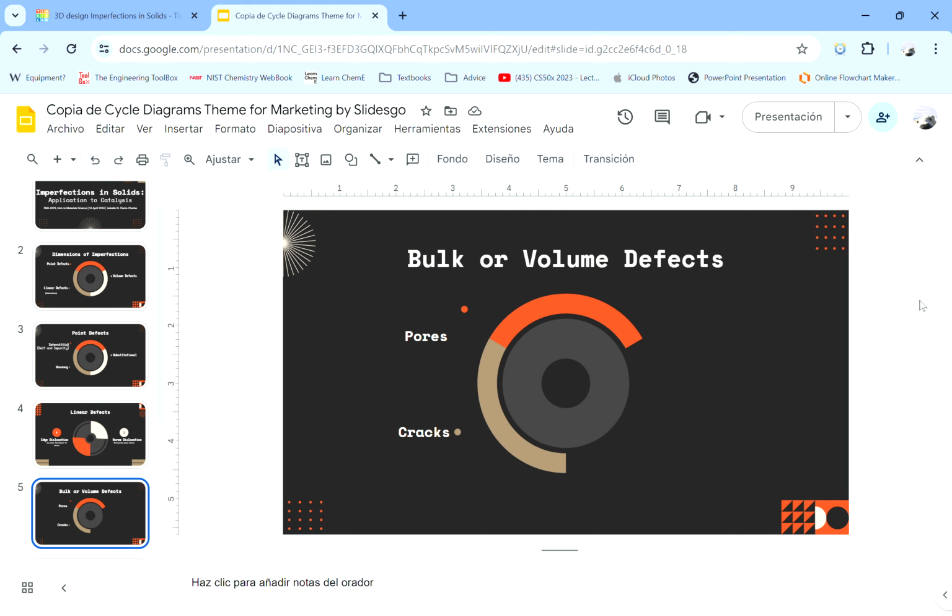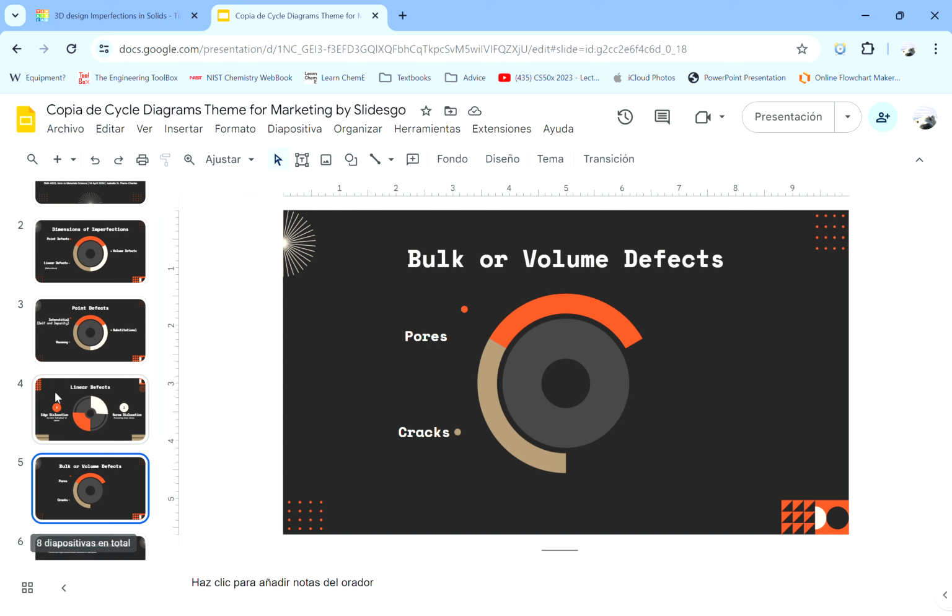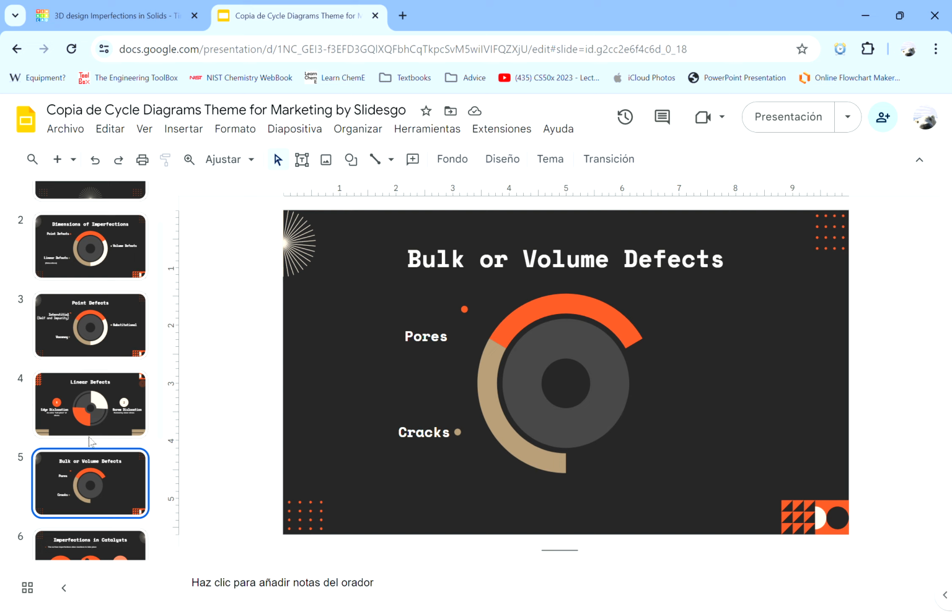Bulk or volume defects can be visible via pores or cracks. These are larger defects formed by accumulations of the previously mentioned defects, specifically edge and screw dislocations.